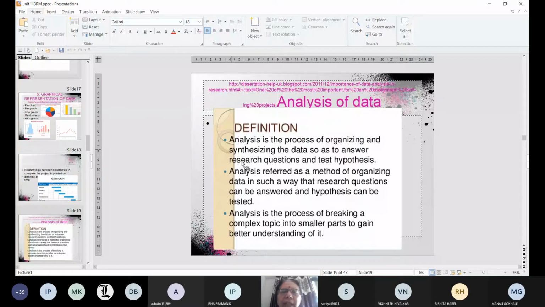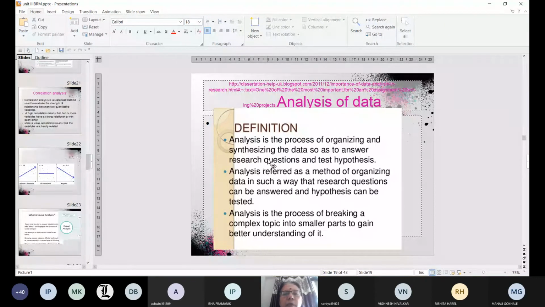What do you mean by analyzing the data? Analyzing the data means breaking the complex topics into smaller parts so that you can make some sense out of it. In research, analysis refers to the method of organizing data in such a way that the hypothesis can be tested. You remember earlier when we discussed all the steps, we had begun our research with some hypothesis. So after the data is collected, processed and analyzed, we need to put that hypothesis to test. So analysis of data helps us in putting our hypothesis to test.